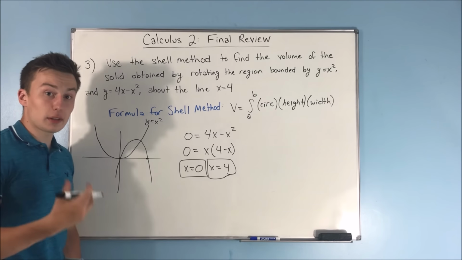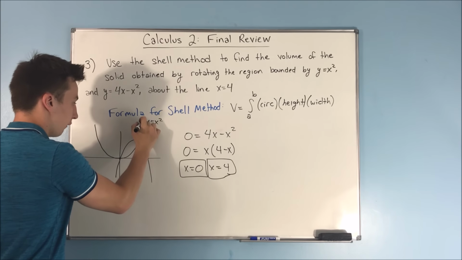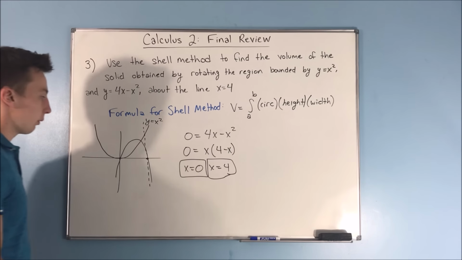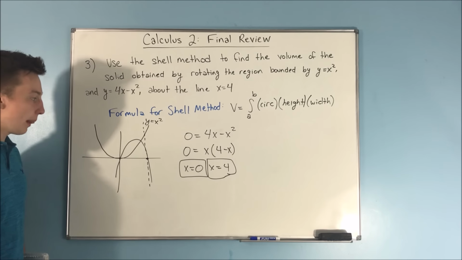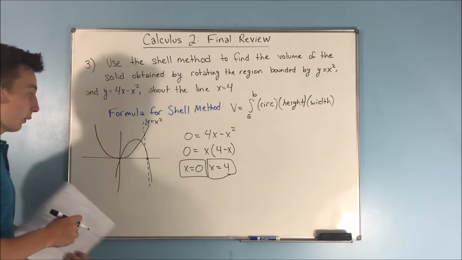And we're rotating up at the line x equals 4. Okay, so what we're going to get here is just this line coming down, and that's what we're rotating over. All right, now remember, it's bounded by those two curves. Okay, that's what a region is.